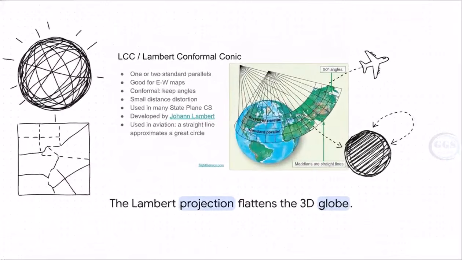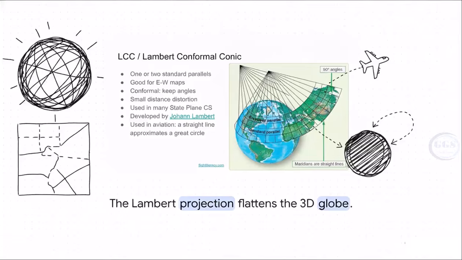But here's the catch. Projecting a 3D surface to a 2D plane invariably introduces mathematical distortion. There's literally no way around it. You're going to distort either shape, area, distance, or direction. Different projections minimize specific distortions depending on what you need.